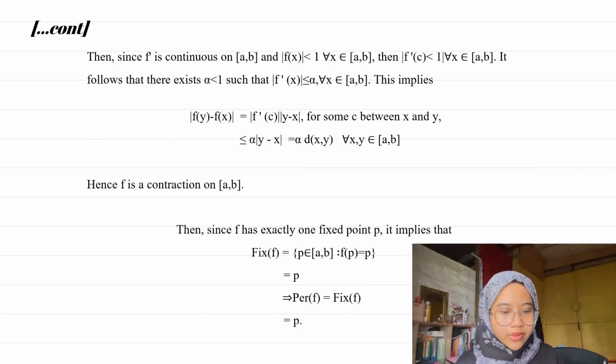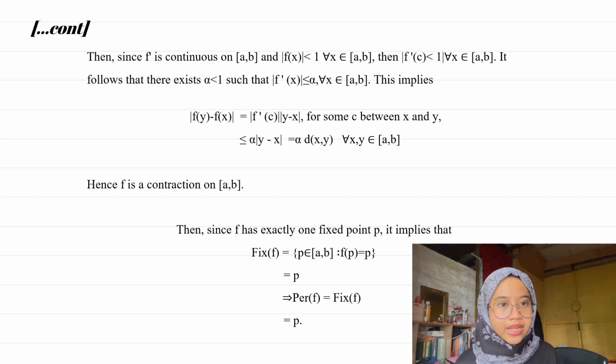From the mean value theorem, we can conclude that the modulus of f(y) - f(x) equals the modulus of f'(c) multiplied by the modulus of y - x, which is less than or equal to alpha multiplied by the modulus of y - x, where alpha is a constant less than 1, and f'(c) is also less than 1. So, we can conclude that f is a contraction on [a, b].